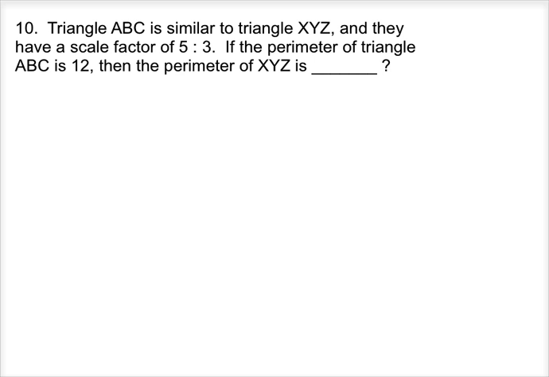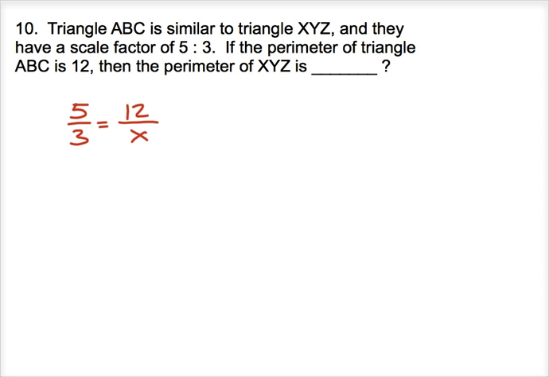Number 10, triangle ABC is similar to triangle XYZ, and they have a scale factor of 5 to 3. If the perimeter of triangle ABC is 12, then the perimeter of triangle XYZ is what? And this is where I remember the scale factor for the sides is the same as the perimeter. So if I set up the scale factor as 5 to 3, that should be the same as the ratio of the perimeters, which is going to be 12 to x, I don't know.